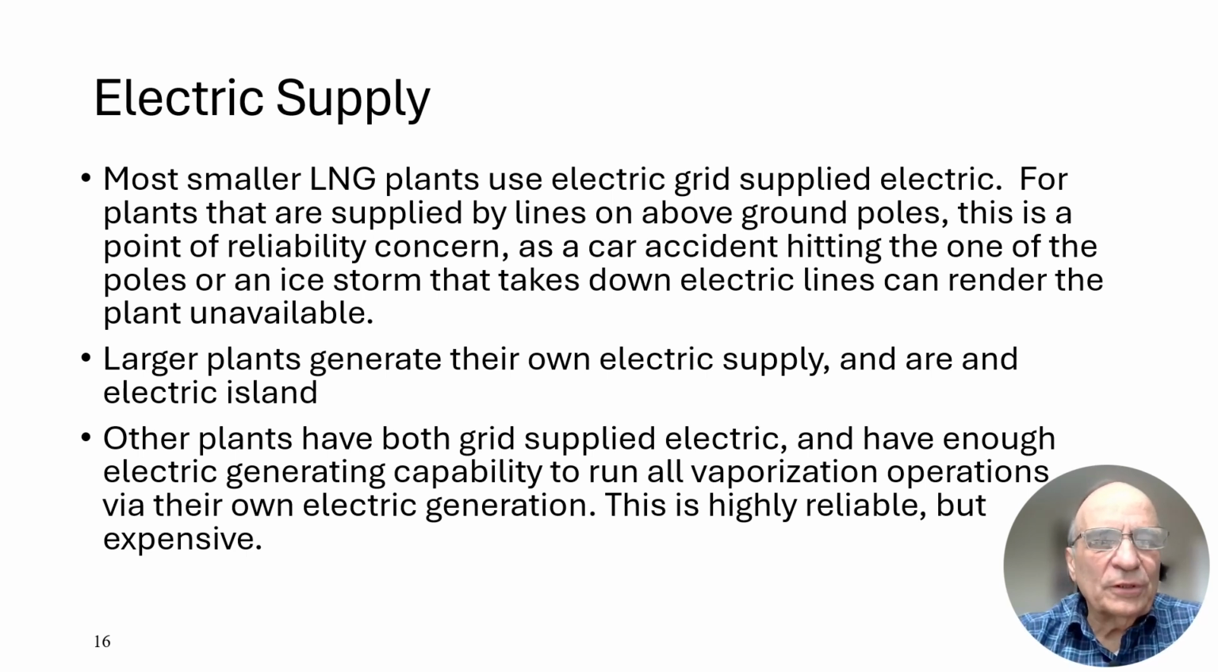Like with all petrochemical plants, electric supply is critical to the operation of the plant. Most small LNG plants use electric grid supplied electricity. For plants that are supplied by lines that are above ground on poles, it is a point of reliability concern. A car accident hitting a pole on an ice storm day that takes down the electric lines can render the plant unavailable. Larger plants generate their own electricity and are an electric island.